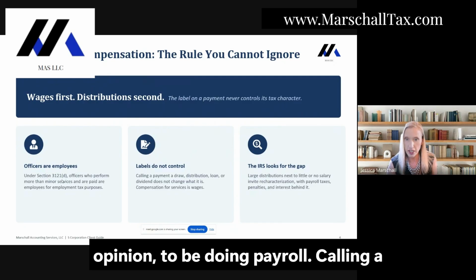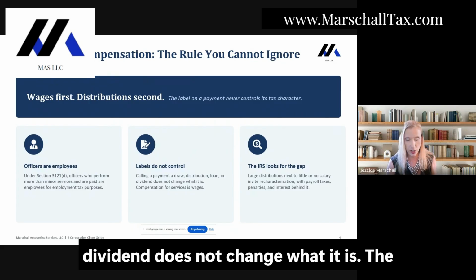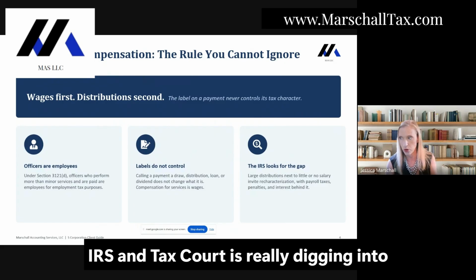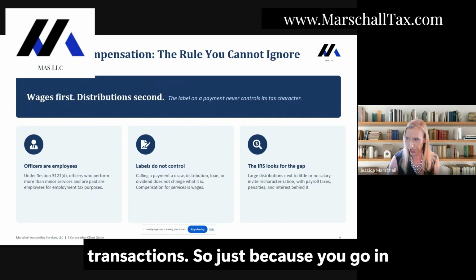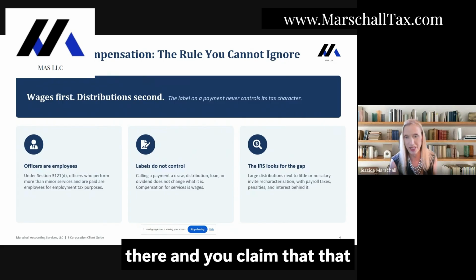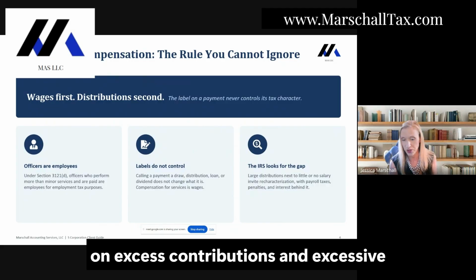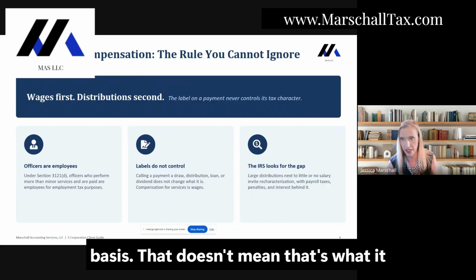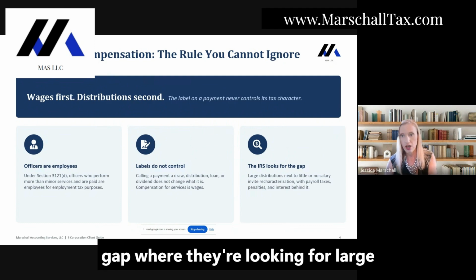Calling a payment a draw, distribution, loan, or dividend does not change what it is. The IRS and tax court are really digging into the underlying economic substance of transactions. So just because you go in there and claim that a distribution is a loan to avoid tax on excess contributions in excess of basis, that doesn't mean that's what it is. So the IRS looks for the gap where they're looking for large distributions.